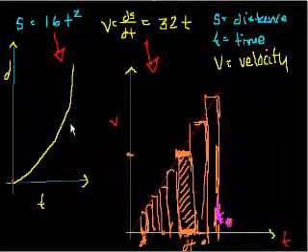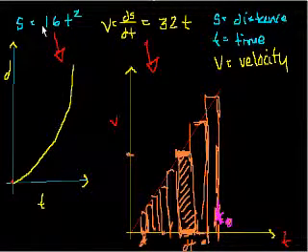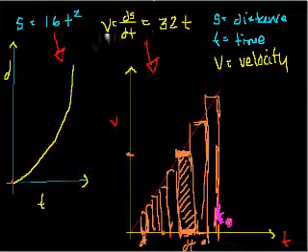And since the velocity is always changing, you can't just take the slope. You'd actually have to take the derivative, right? So we took the derivative with respect to time of this function, and we got 32t, and this is the velocity. And then we graphed it. And then I asked a question.